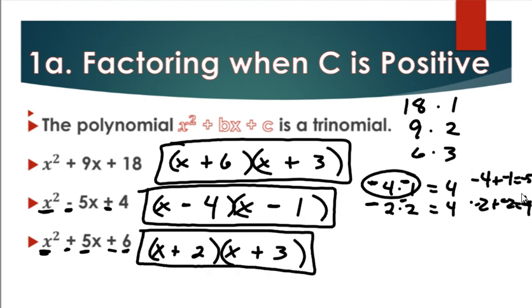So this would be x plus 2 times x plus 3. And you can always double check by doing FOIL. x times x is x squared. x times 3 is 3x. 2 times x is 2x. 2 times 3 is 6. Here's your x squared plus 5x plus 6.